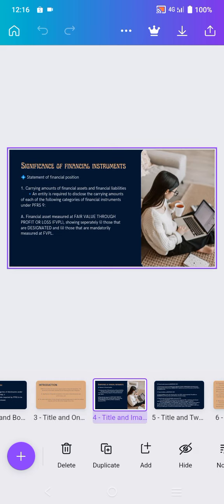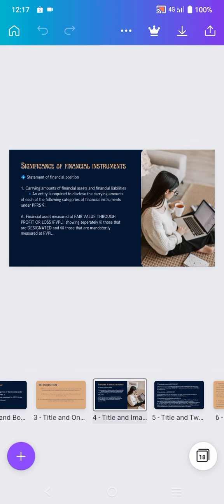So, significance of financial instruments. Statement of financial position. Number 1. Carrying amounts of financial assets and financial liabilities. An entity is required to disclose the carrying amounts of each of the following categories of financial instruments under PFRS 9. So, dito po sa number 1, yung under po ng PFRS 9, kung ano po yung dinadala niya pong mga amounts, kailangan po yun na ma-disclose.